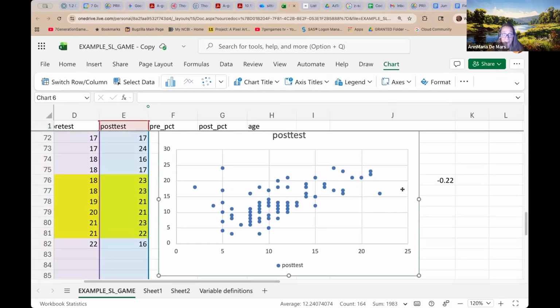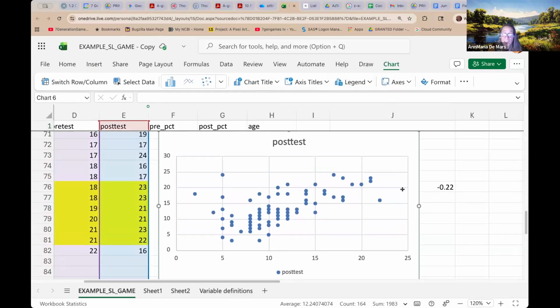So the whole point, and your textbook covers this as well, is when you restrict the range of a sample, you are likely to get, in almost every case, a substantially lower correlation than if you had the whole range. And that's the whole point about restriction of range.